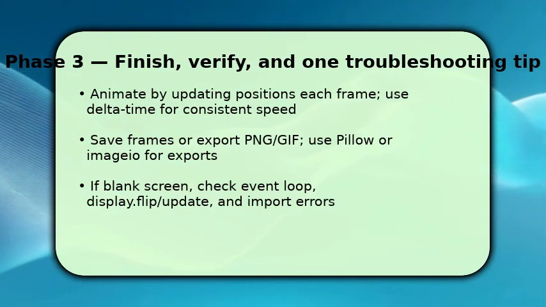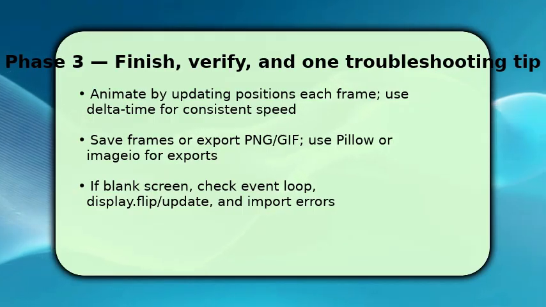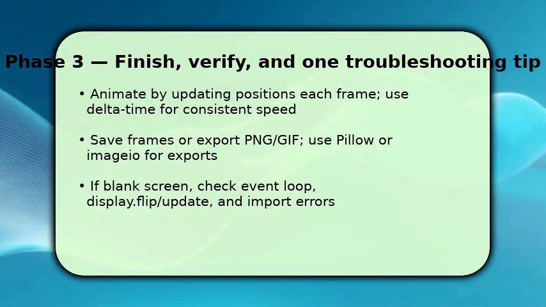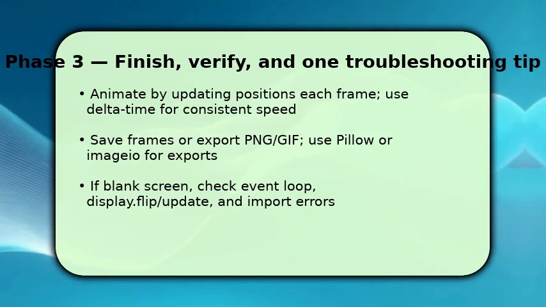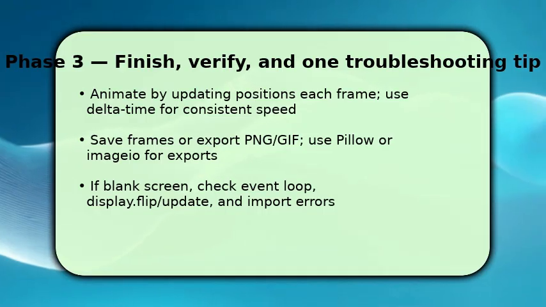Finally, animate and export. Update object positions each frame and use delta time so motion stays smooth across machines. Once satisfied, capture frames or export a PNG or GIF using Pillow or Imageio to share results. Make sure to stop the loop cleanly and free resources.